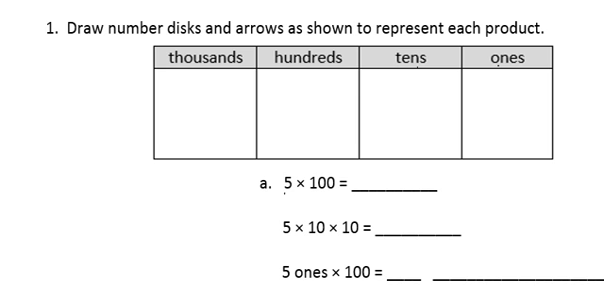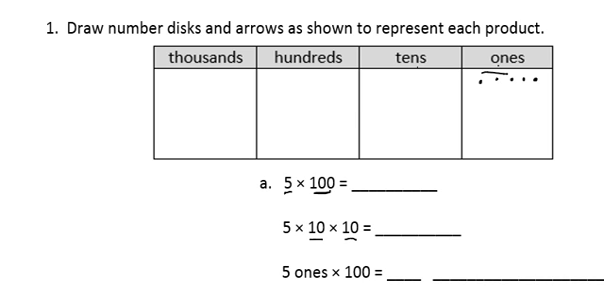So here I have 5 ones and I'm multiplying it by 100. I'm going to start by just showing 5 discs in my ones place. If I'm going to multiply a number by 100, it's the same as if I multiplied that number times 10 and then that times 10 again.